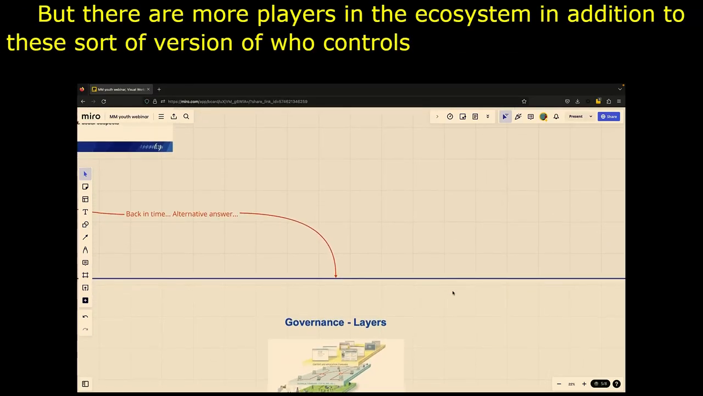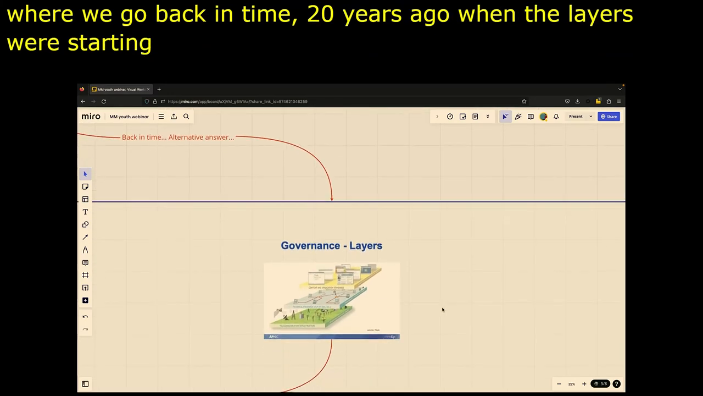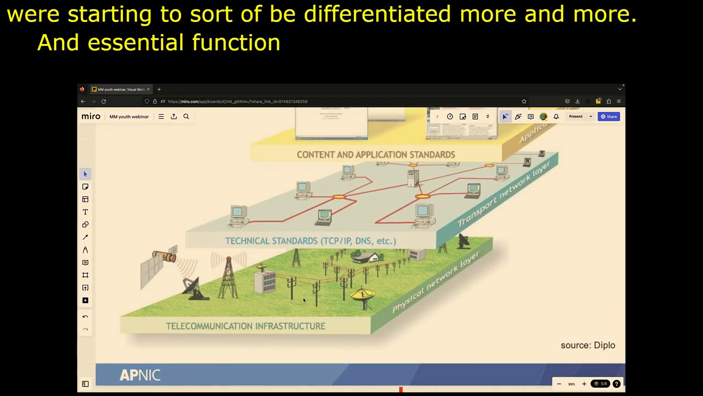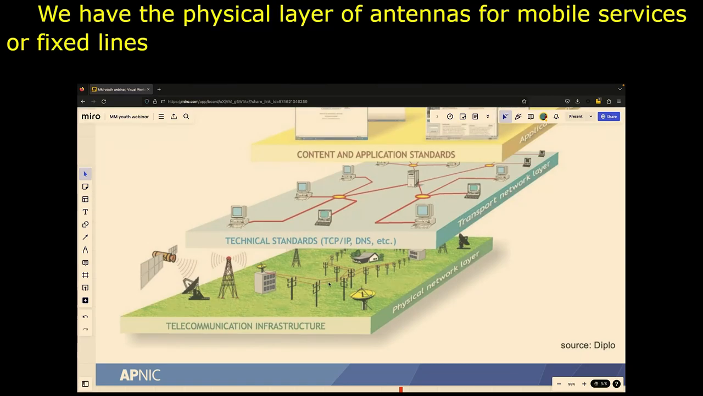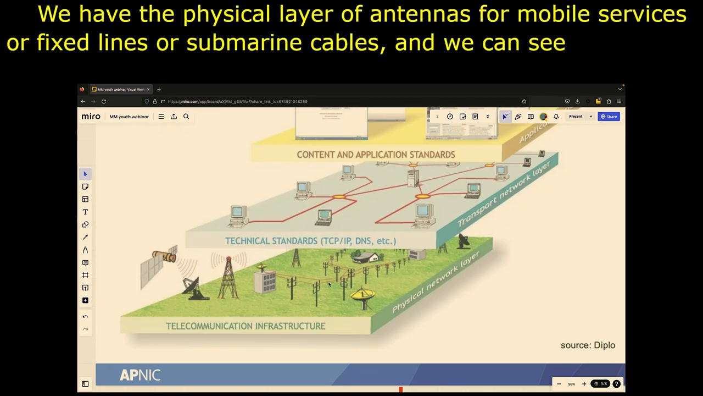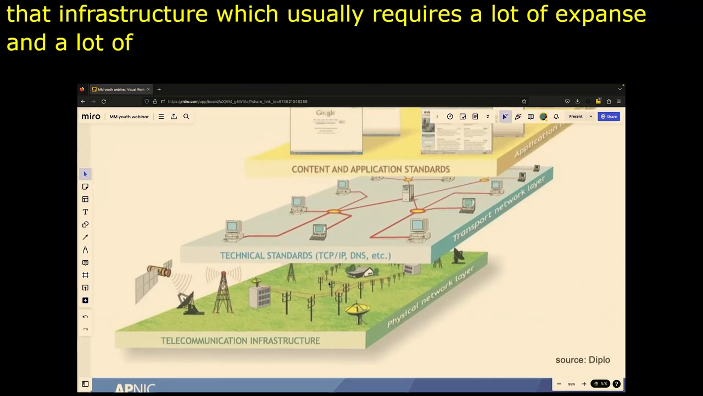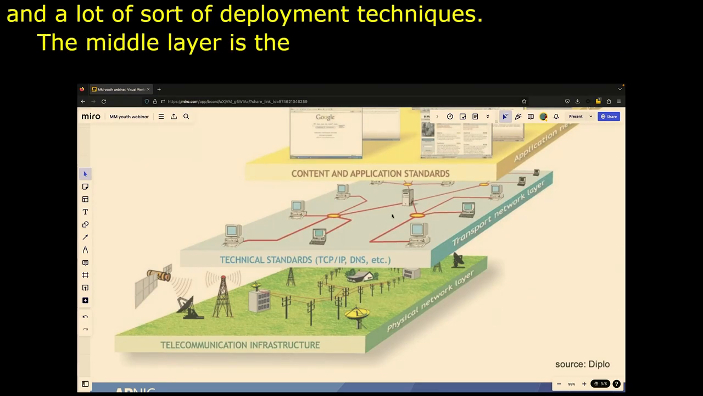And here is where we go very far back in time, 20 years ago, when the layers were starting to be differentiated more and more. And we have the physical layer of antennas for mobile services or fixed lines or submarine cables, and we can see and grasp that infrastructure, which usually requires a lot of expense and a lot of deployment techniques. The middle layer is the one that Yaron and myself were talking about, and for many is kind of invisible.